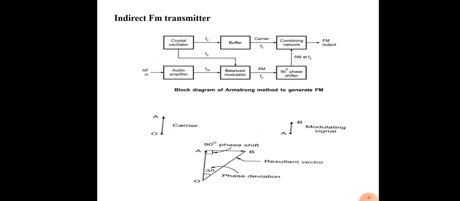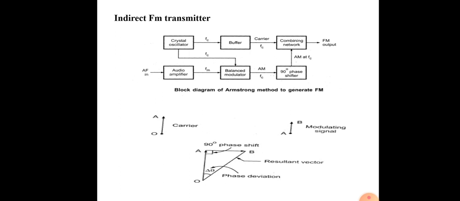Here we are using the crystal oscillator, buffer, and a combining network, and then audio amplifier, and then balanced modulator, and then 90-degree phase shifter. So these are the elements present in our indirect FM generator. Why are we using the crystal oscillator? The crystal oscillator provides the carrier signal. And then the audio frequency input is the modulating signal.